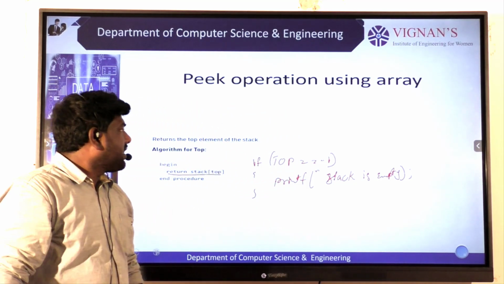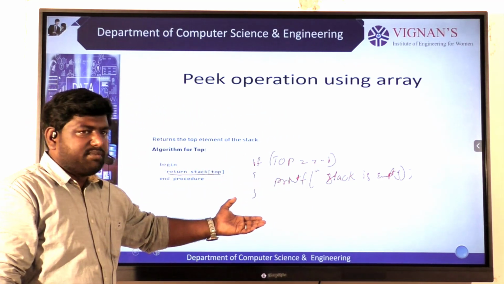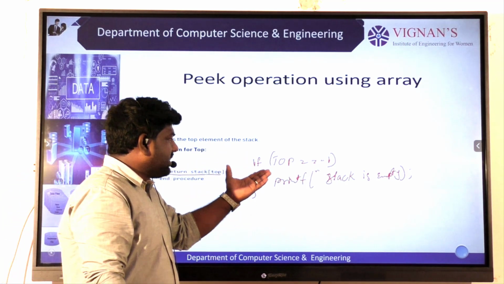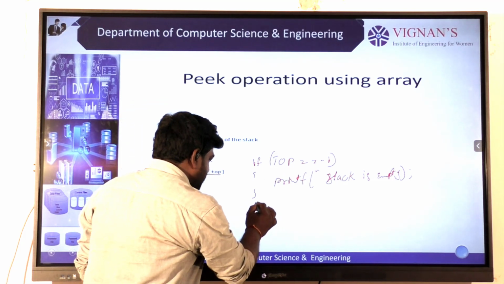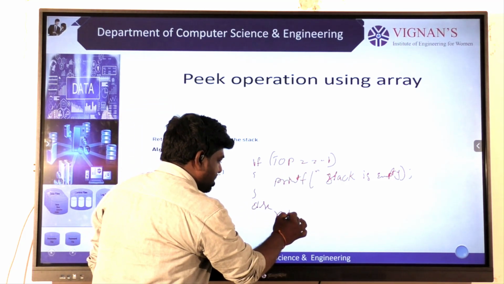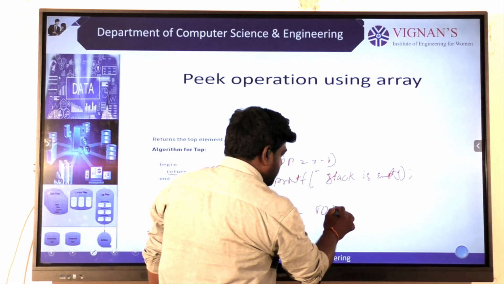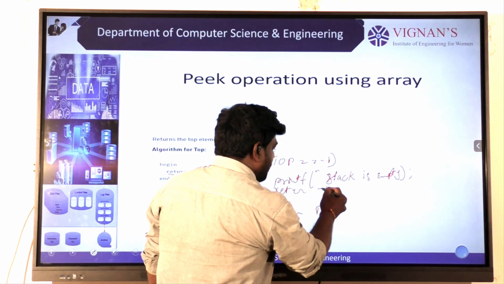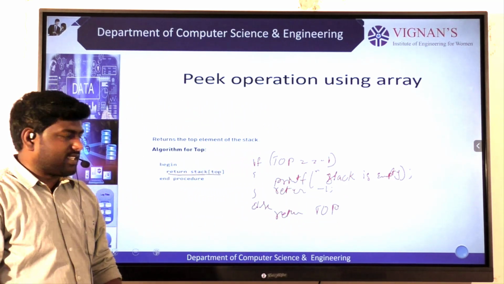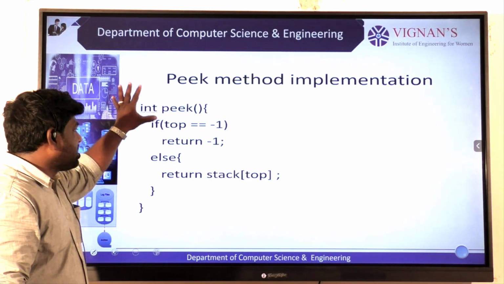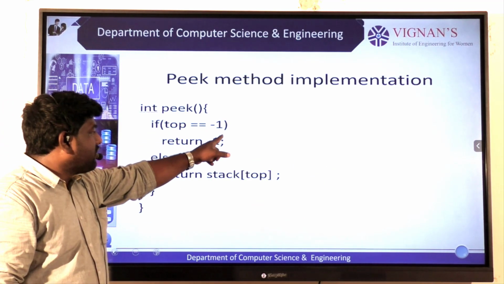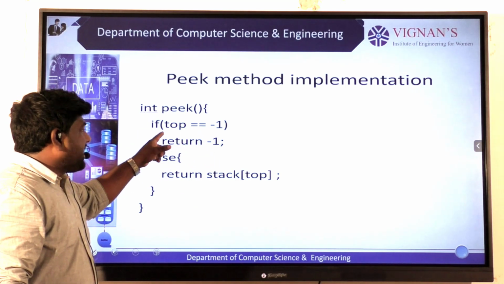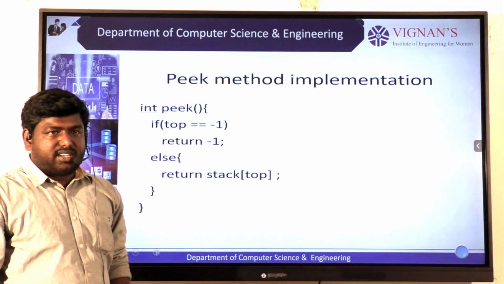Because while we are viewing the top of the stack, if the stack is empty, we are not able to view anything, so we can implement this condition also. If it fails, else we just have to return the top index. In this case we return -1. So -1 indicates there are no elements in the stack. So in this function, if top equal to -1, we are returning -1, which indicates the stack is empty. When the stack is not empty, we are returning the top element.